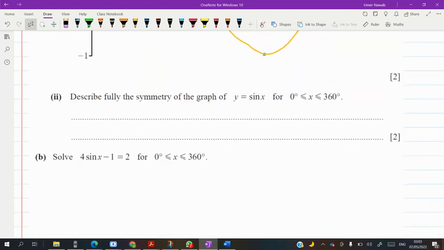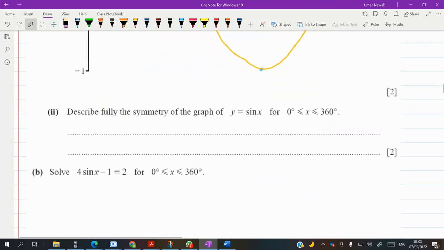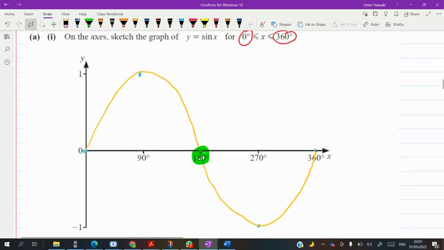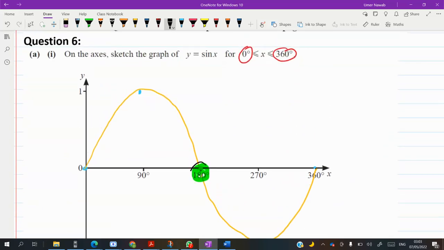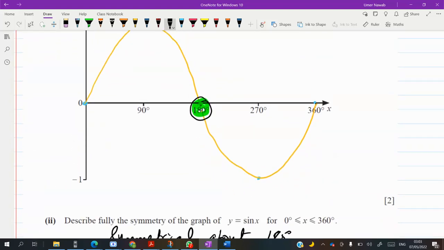Now, symmetry: describe fully the symmetry of sine of x, where the graph looks symmetrical. The graph looks symmetrical about 180 degrees. So it is symmetrical about 180 degrees, because it is an enlargement, you can say that, with a scale factor of -1, or it is a 180 degree rotation about 180, or symmetrical about 180, you can say that, about this point.